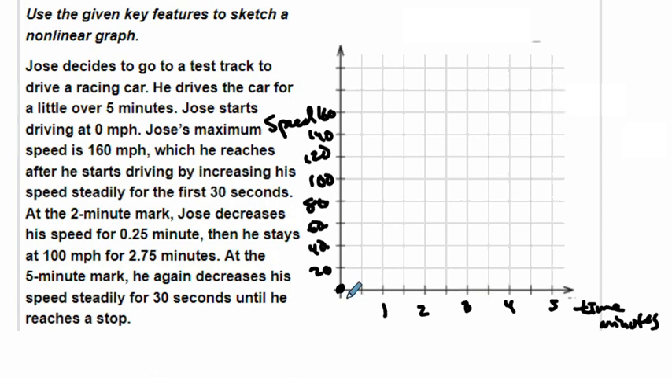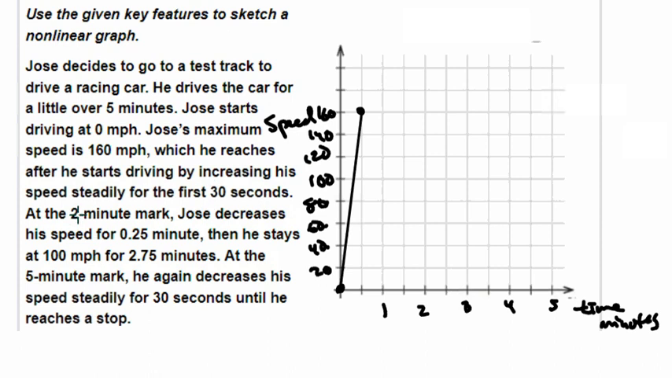Well, I know if I'm going up by twos to get to one, that means 30 seconds is a half minute, and that's here, and he gets up to 160 miles an hour. So over this quick little span, he's going from here to here, which is bananas. That's really, really fast, but that's how fast he's going. So that's his first 30 seconds.